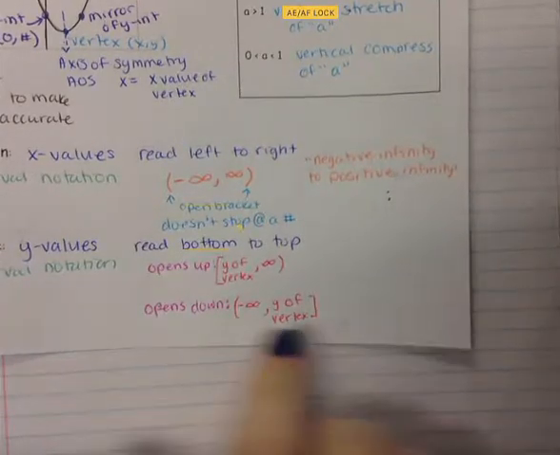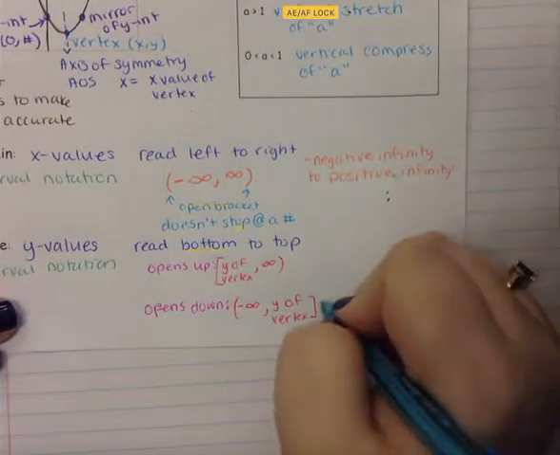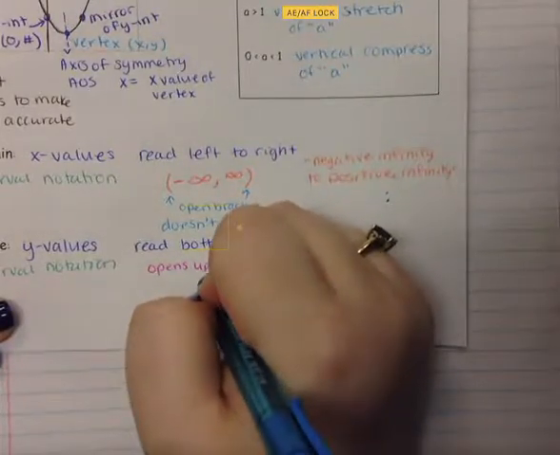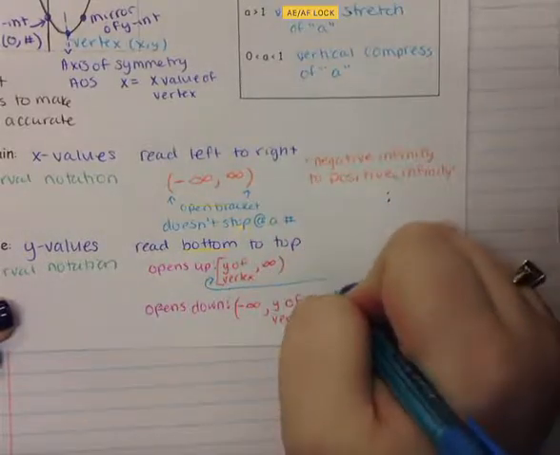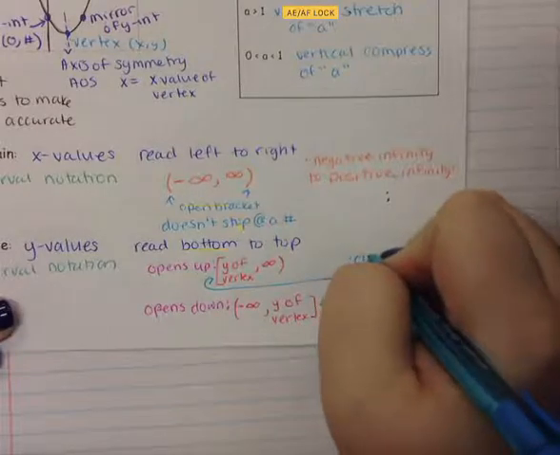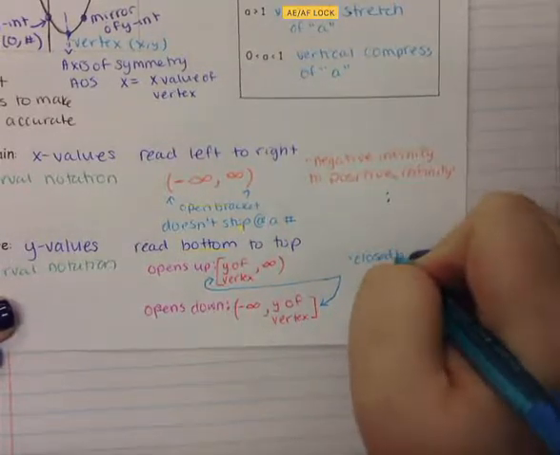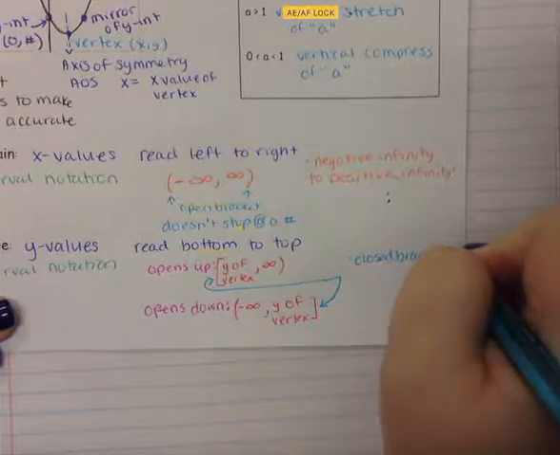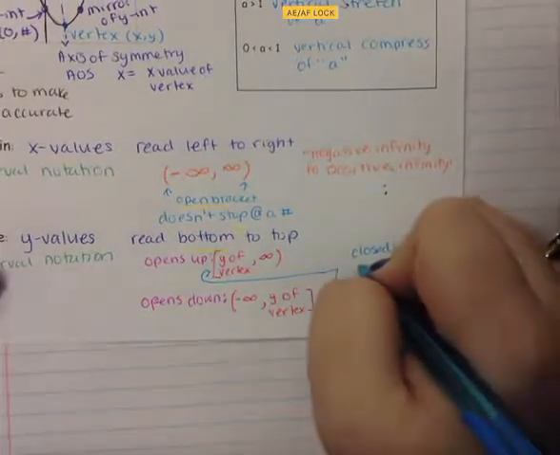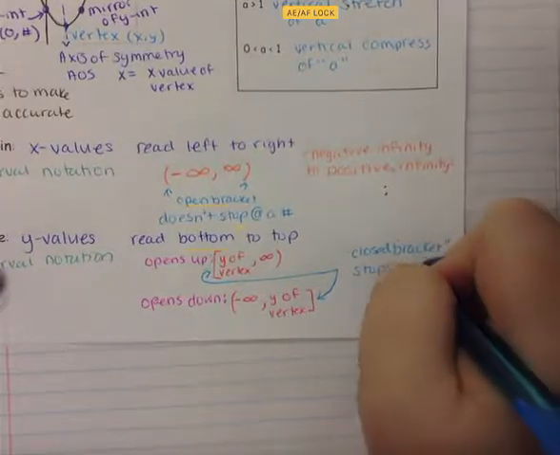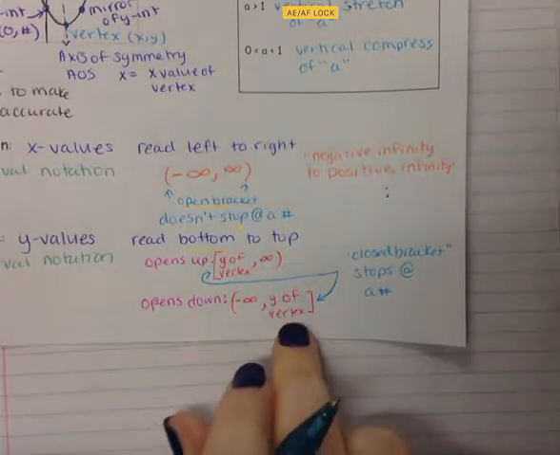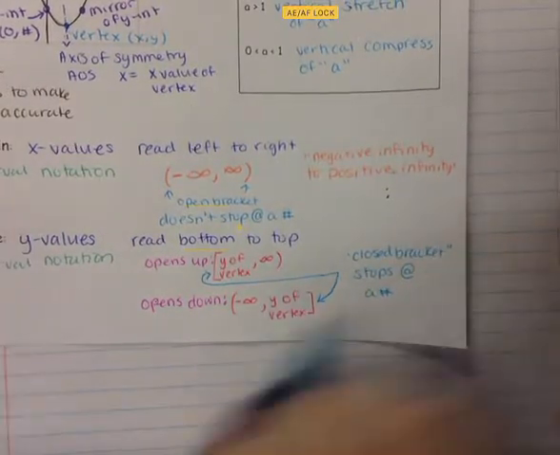So again, I'm going to write out what that means again. The closed bracket. So this thing too, closed bracket. I'm going to draw a little arrow over here. This is a closed bracket. And it's because it literally stops at a number. It'll stop at that y value of the vertex because that's as far as it can go.